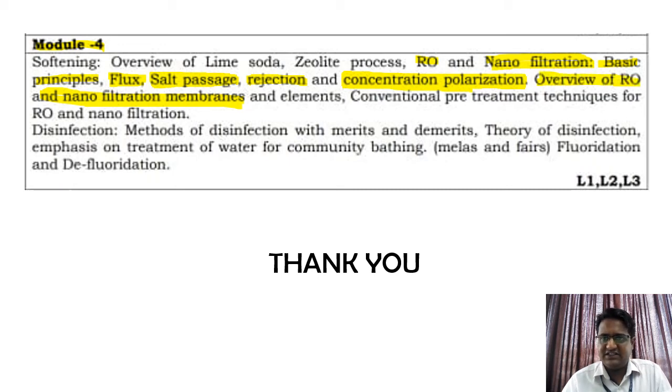Next, conventional pre-treatment techniques for RO and nanofiltration. These relate to our second module, where we checked out how a typical treatment plant should be. With all these principles of working and actual practical treatment units, we are going to remove all these dissolved impurities, whether by softening, disinfection, nanofiltration, or reverse osmosis. Basically, we are trying to get rid of the dissolved contaminants, which are quite difficult to see as well as remove.